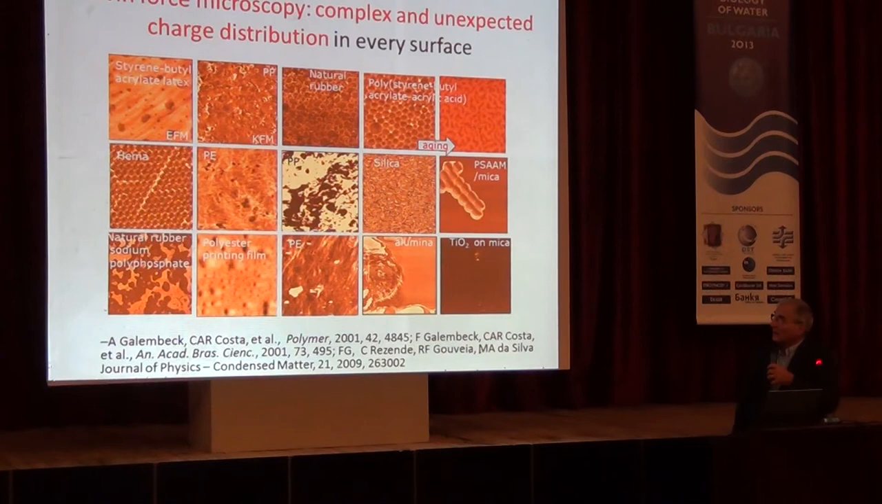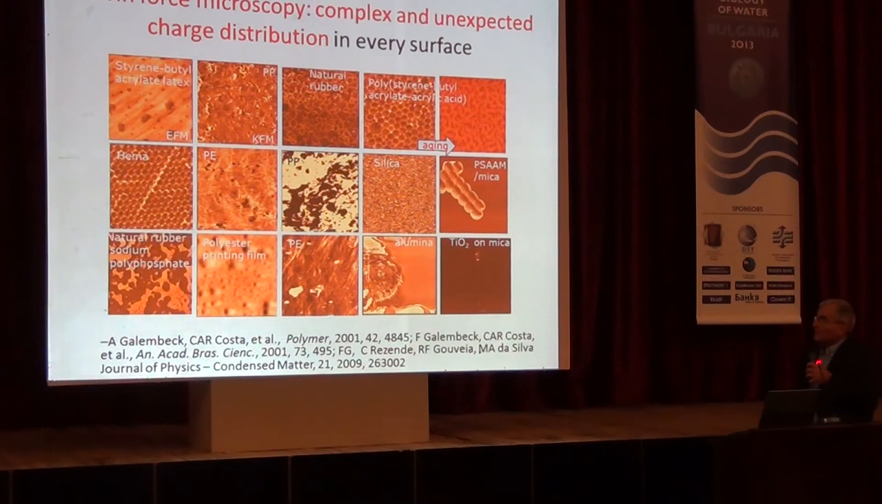These are many images that were obtained from many different polymers. These are all Kelvin micrographs. The size here is between 5 and 10 microns in different images. And the contrast in these images is coded this way: brighter areas are positive, darker areas are negative.